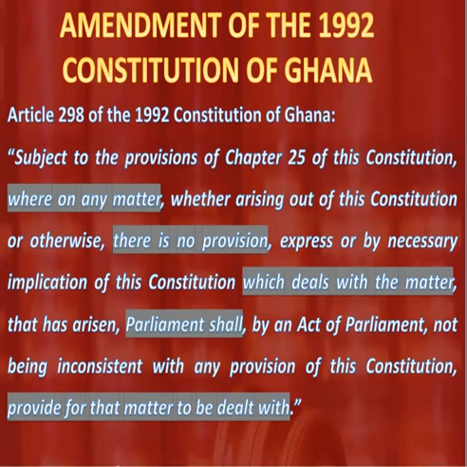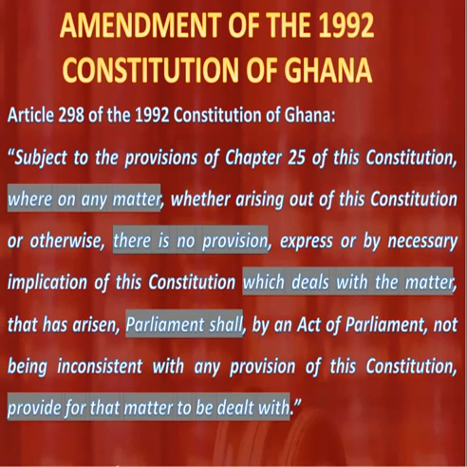subject to the provisions of Chapter 25 of this Constitution, where on any matter, whether arising out of this Constitution or otherwise, there is no provision express or by necessary implication of this Constitution which deals with the matter that has arisen, Parliament shall, by an act of Parliament, not being inconsistent with any provision of this Constitution, provide for that matter to be dealt with. And the quote ends.